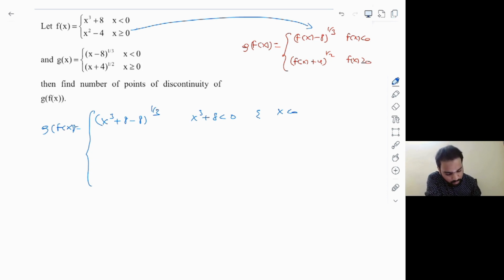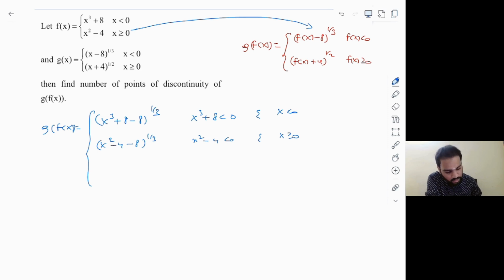Similarly, let me put this x square minus 4 in the first function, that is (x square minus 4 minus 8) whole to the power of 1/3, putting this second case of f of x in the first case of g of f of x. So this will give you x square minus 4 less than 0, and also since you are choosing x square minus 4, it should be x greater than or equal to 0.